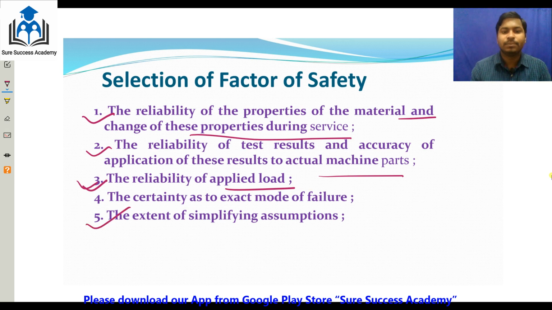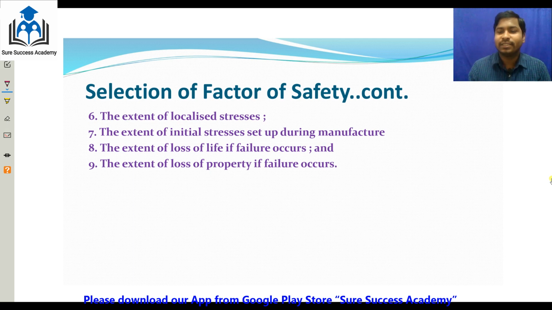The extension of simplifying assumptions: you are assuming the material is homogeneous and isotropic. But whether the material is actually isotropic or homogeneous, no. So based on this, you have to give some factors. Localized stress: we don't know, suppose the specimen is like this, but maybe a small discontinuity will be there. Locally the stress will increase, but in that condition also you have to give the factor of safety. These factors make it compulsory that you give the factor of safety.